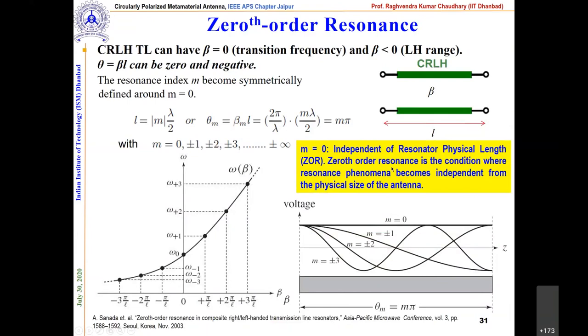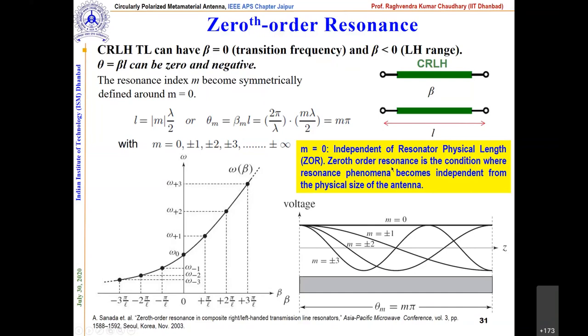Now if you plot the voltage versus electrical length, you will find different resonance indices, m equal to 0, plus minus 1, plus minus 2, and so on. Why is this coming? Because if the number of unit cells is M, the total number of resonance points will be 2M minus 1. So this is the funda, and that is why they put it like this.